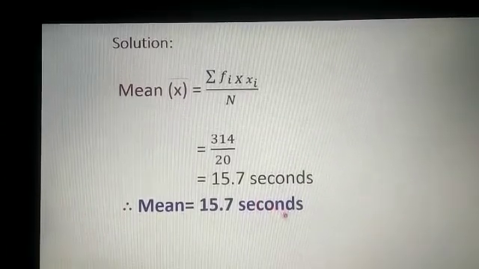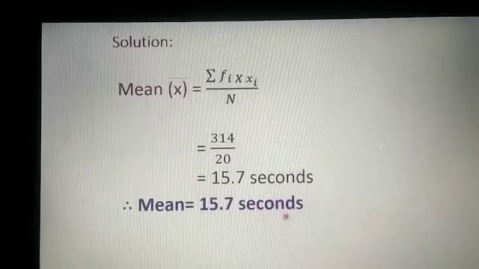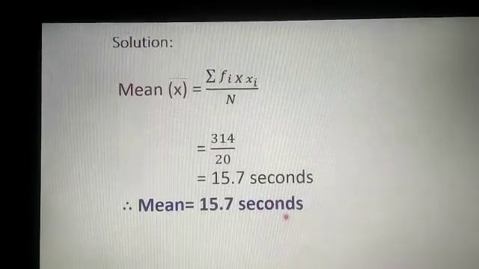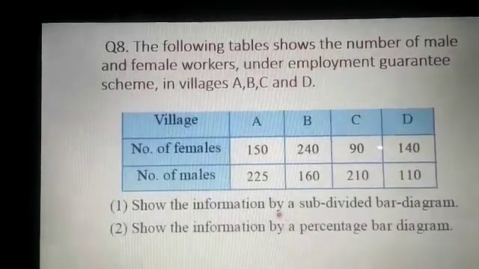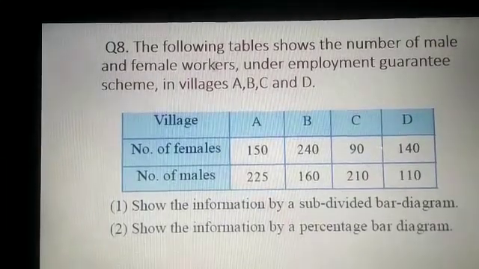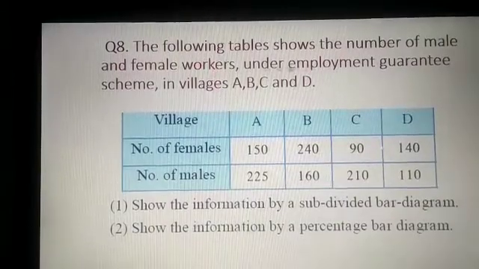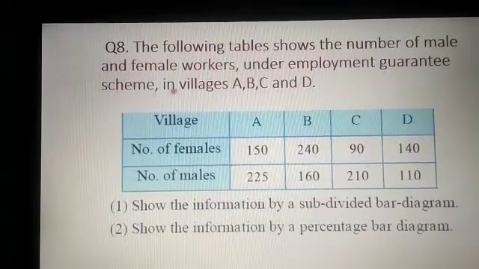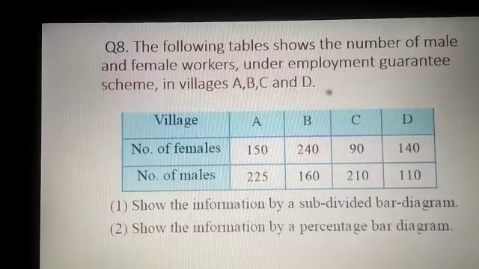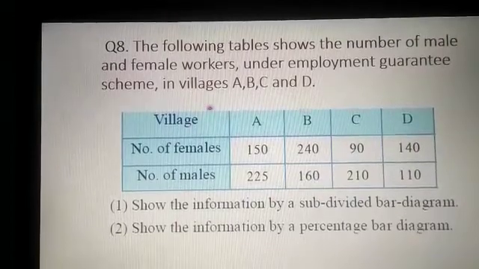Now in the same miscellaneous exercise, question number 8 is also based on chapter 11. Now let's see the question. The following table shows the number of male and female workers under employment guarantee scheme in villages A, B, C and D. So see, the information is given in the form of a table.